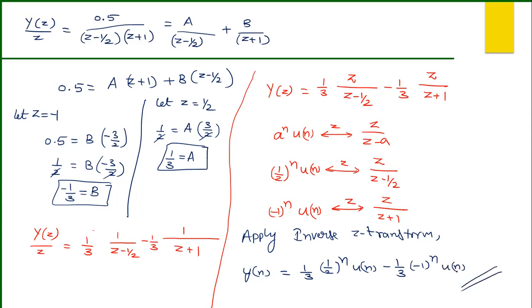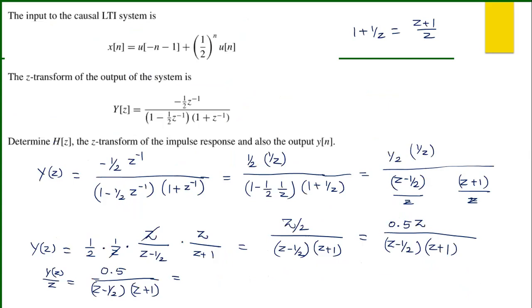So this is the y of n, but still we have not completed the problem. We only completed the output part. Now we need to find h of z. How to find h of z? It is y of z divided by x of z. You can see that y of z is equal to x of z into h of z. So from here, h of z will become y of z divided by x of z. This is very, very important.